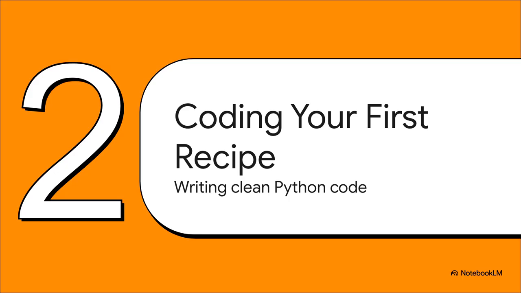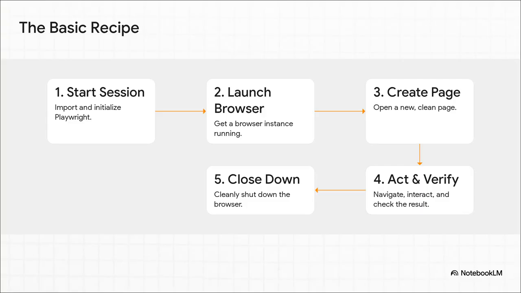Okay, enough talk about the theory. We've seen how the kitchen is set up. Now it's time to actually write our first recipe, and you'll see it's way simpler than you might think. Every single test you write in Playwright is going to follow this same basic 5-step process. It's super logical. You set things up, you do the work, and then you clean up after yourself. Let's see what this looks like in some actual Python code.